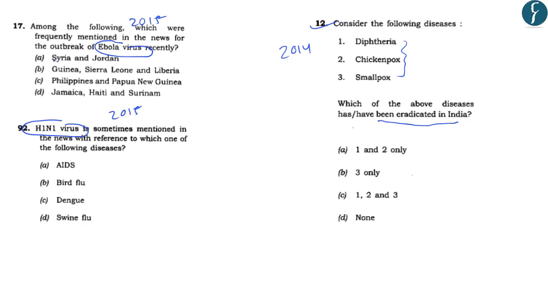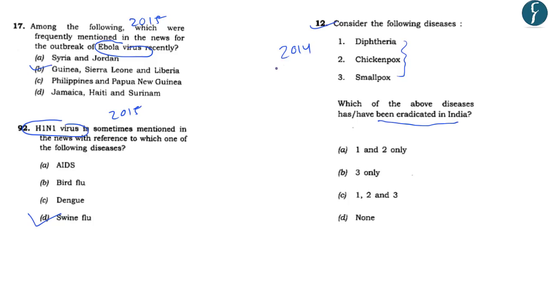Further, in the year 2015, the question was asked, among the following, which were frequently mentioned in news for the outbreak of Ebola virus? So the correct answer in this case was Guinea, Sierra Leone and Liberia. Another question that was asked in 2015 read, H1N1 virus is sometimes mentioned in the news with reference to which one of the following diseases? So the correct answer in this case was D, swine flu.